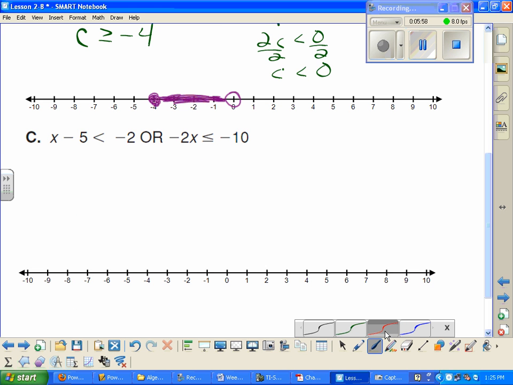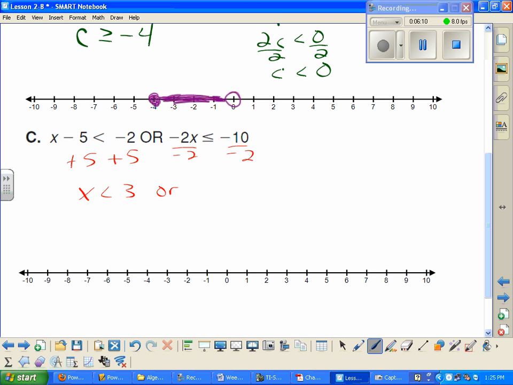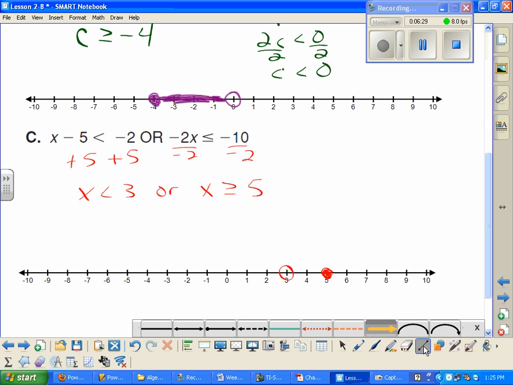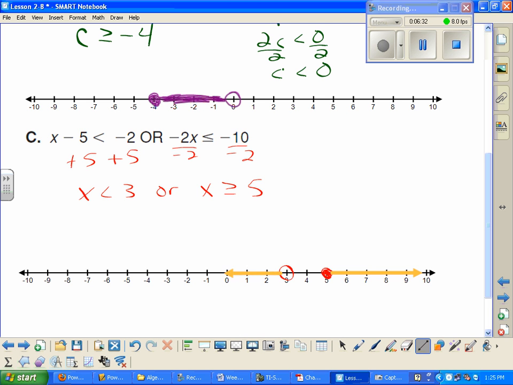Okay, so we add 5, x is less than 3, or, which means we're going to have two parts, and then divide by -2, so x is greater than or equal to 5. Make sure you remember that when you're dividing by or multiplying by a negative, you have to change the direction of the inequality. So open dot on 3, closed dot on 5. So your graph should look like that.